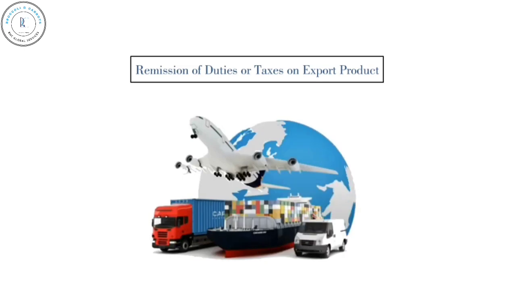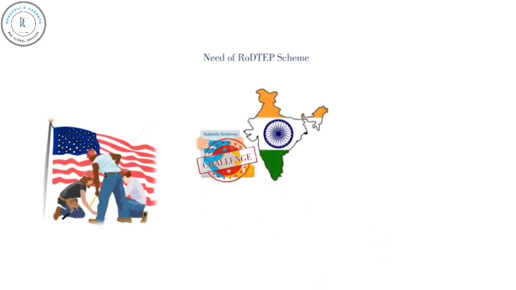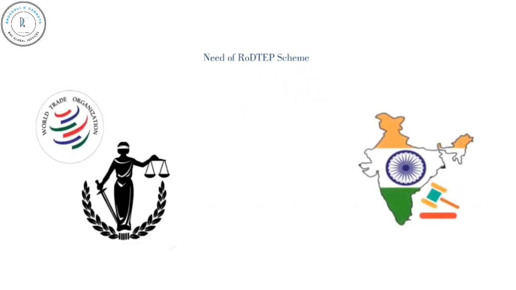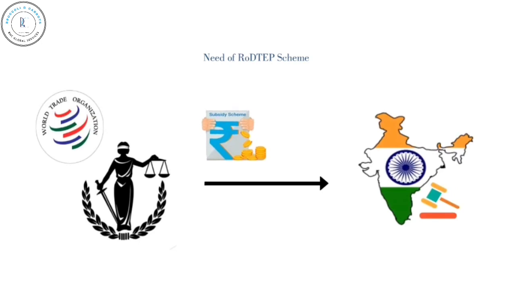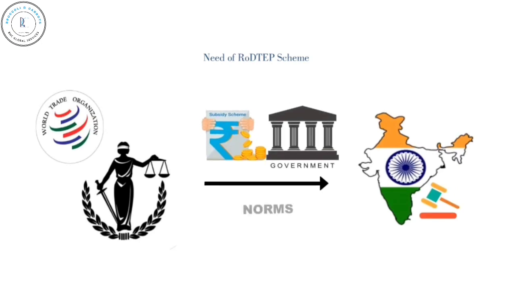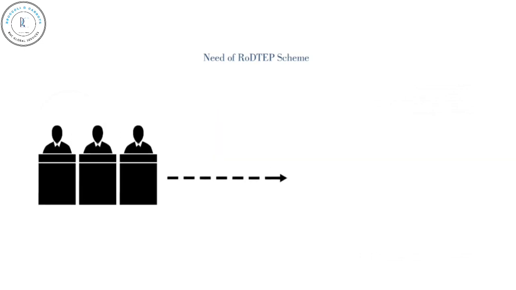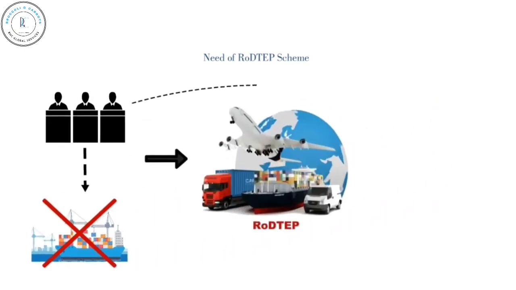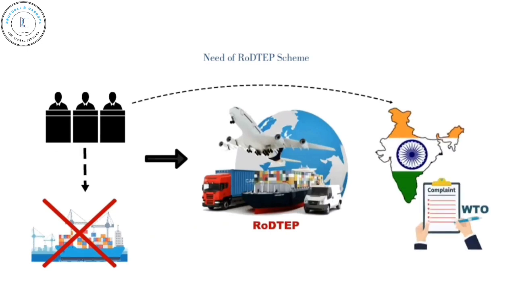Today we shall be discussing the concept of Remission of Duties or Taxes on Export Product. Need of RoDTEP scheme: the US had challenged India's key export subsidy schemes in the WTO, World Trade Organization, claiming them to harm American workers. A dispute panel in the WTO ruled against India, stating that the export subsidy programs provided by the government of India violated the provisions of the trade body's norms. The panel further recommended that the export subsidy programs be withdrawn. This led to the birth of the RoDTEP scheme, so as to ensure that India stays WTO compliant.